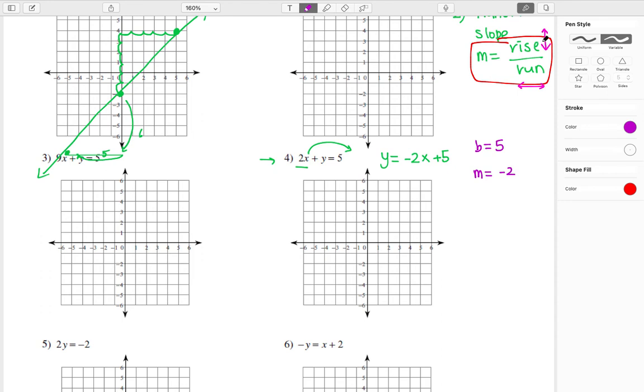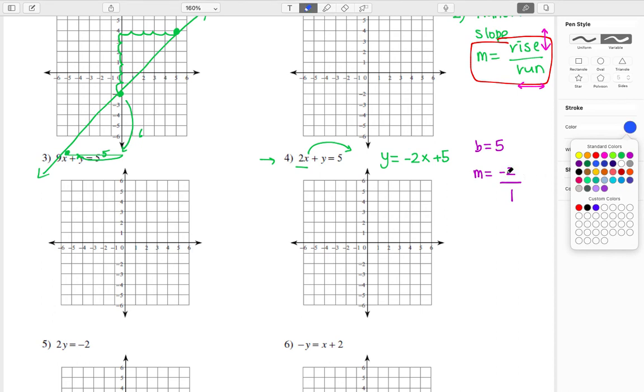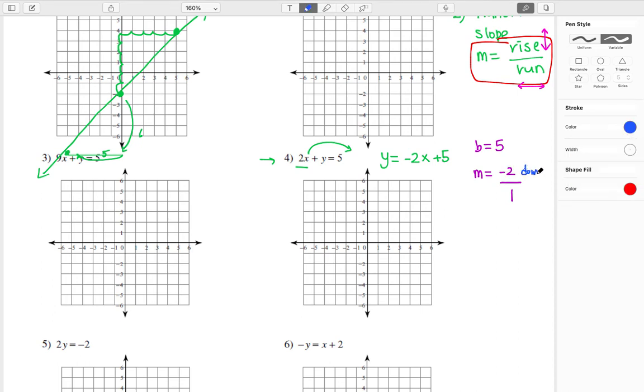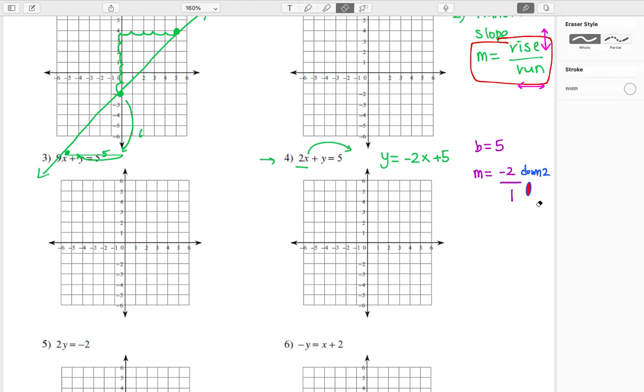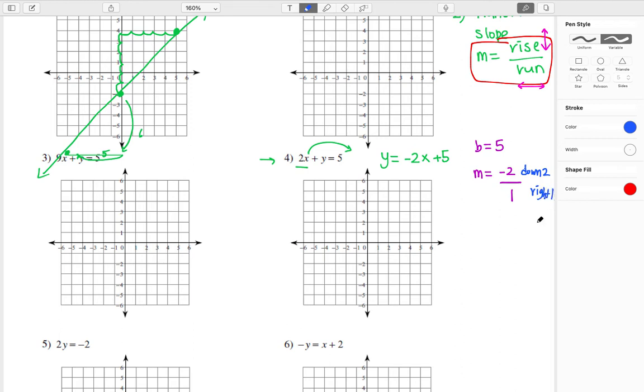But slope always is rise over run. So I'm going to just write it in over 1, invisible 1. So what does this really mean? Well, if it's -2, that means we're going down 2 and right 1, okay. Or another way you could do the opposite. So I could put 2 over -1. So that means up 2, and we're going left 1. One or the other is okay.